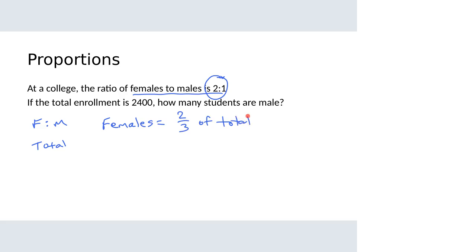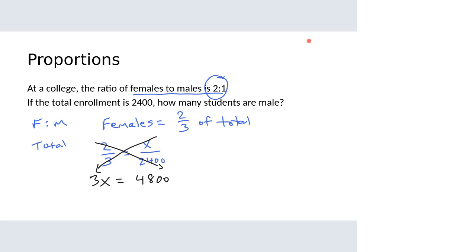A couple ways you can go from here, but I think a proportion is great. So 2 out of every 3 students are female. So how many out of those 2,400 students are female? You'll notice what we've got here is females to total, females to total. That's how we've set up our proportion. 2 out of 3, how many out of 2,400? Just like last time, we'll cross multiply and have 3x is 2 times 2,400, that's 4,800.